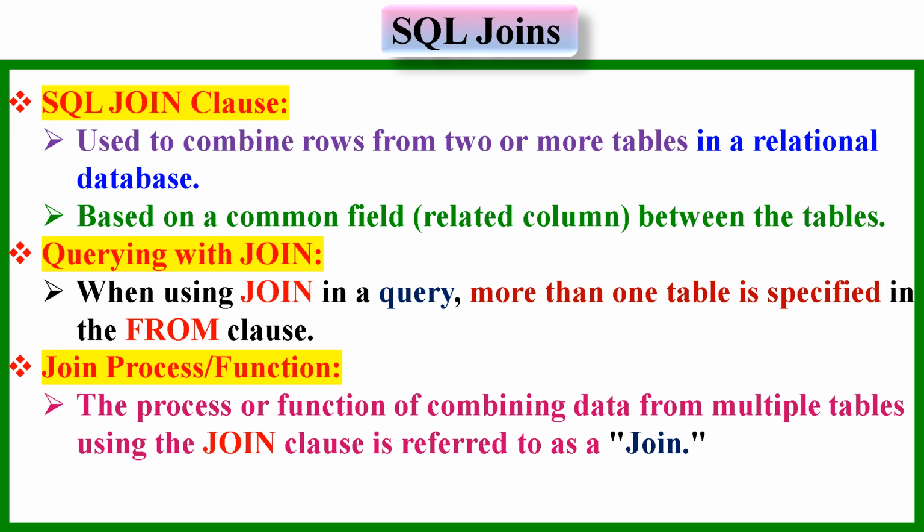How can you query with join? When using join in a query, more than one table is specified in the from clause. Join process or function: the process or function of combining data from multiple tables using the join clause is referred to as a join.